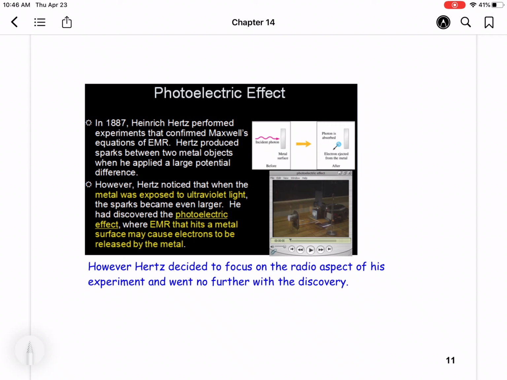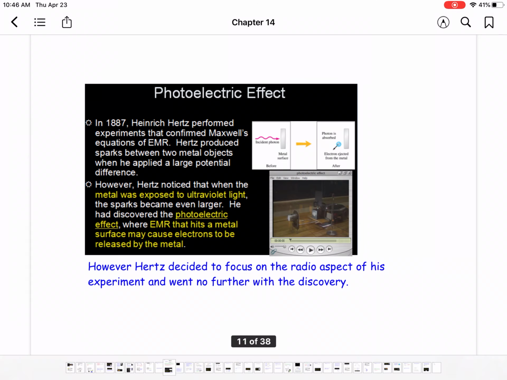Heinrich Hertz, in 1887, basically discovered this by accident, by realizing that if you use UV light, you can create bigger sparks. And he's like, I don't really care about that. That's no big deal. And so he just kind of moved on to radios and never went further with his discovery. So he was the first person to prove this, but it really wasn't his big deal.